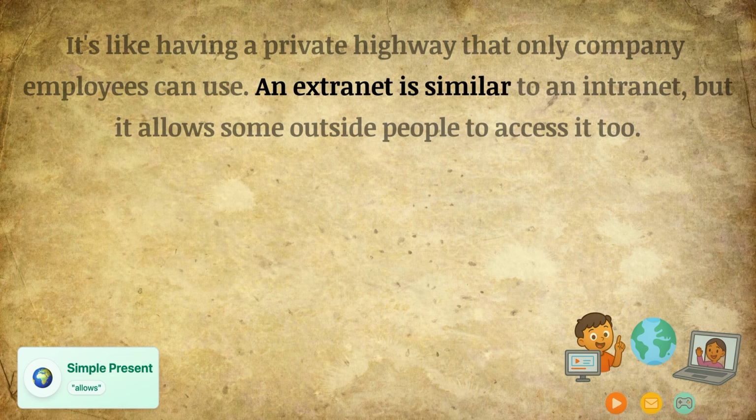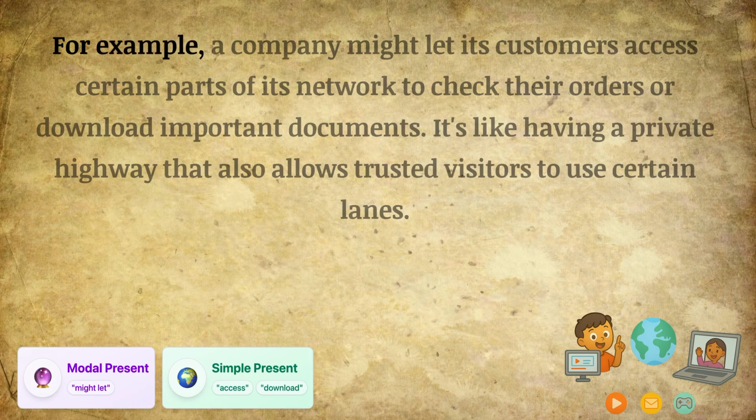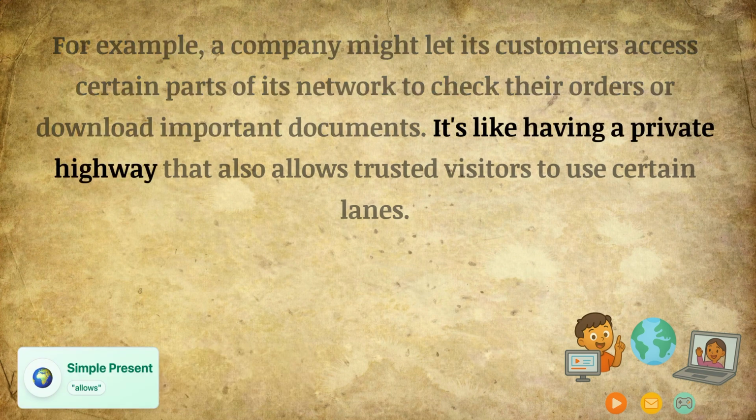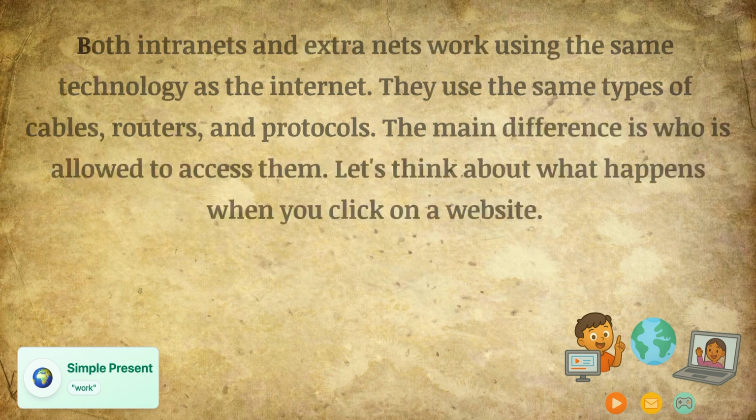An extranet is similar to an intranet, but it allows some outside people to access it too. For example, a company might let its customers access certain parts of its network to check their orders or download important documents. It's like having a private highway that also allows trusted visitors to use certain lanes.